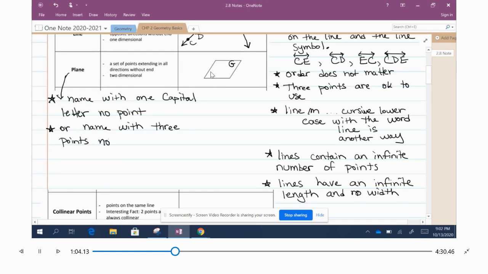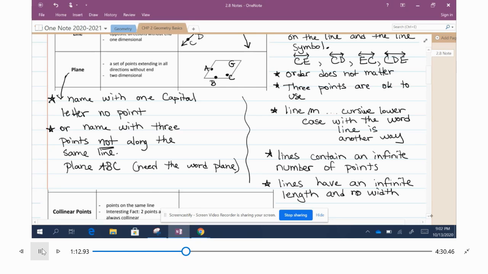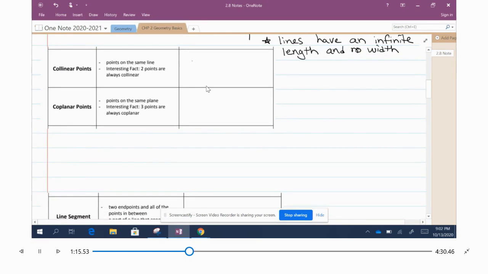They might put in 3 points that are not on the same line. So I'm doing that right now, ABC. Again, you have to use the word plane and then 3 letters. Now up here, if we just called it G, you're going to be looking for a point. You're going to be thinking it's a point G. You have to say plane G if you're trying to refer to a plane. There's no symbol for plane, so we need the word plane to identify it. That's really it for the flat surface. We're not going to talk too much about that. It doesn't come up that much in this course.